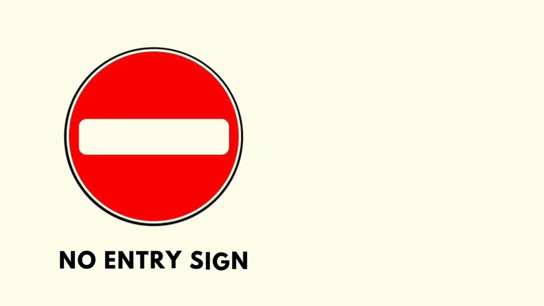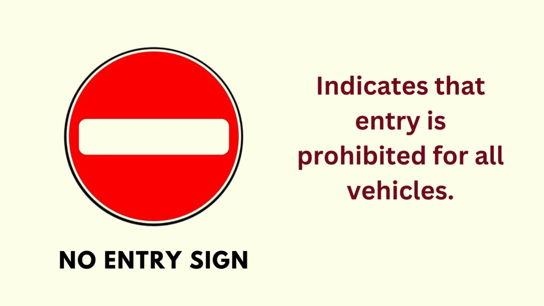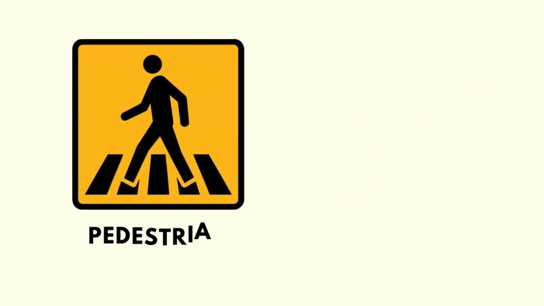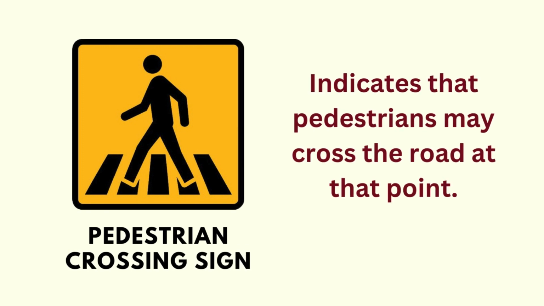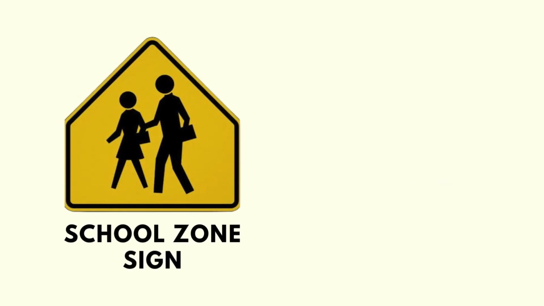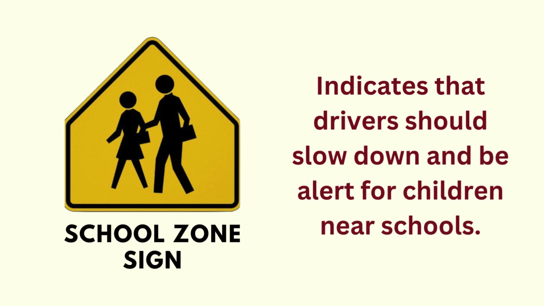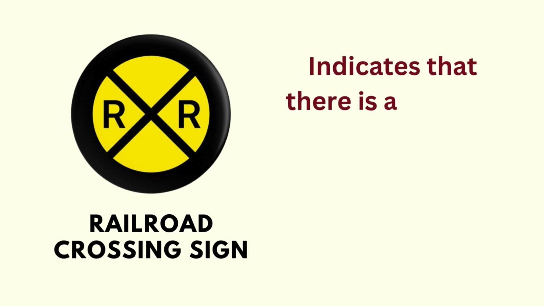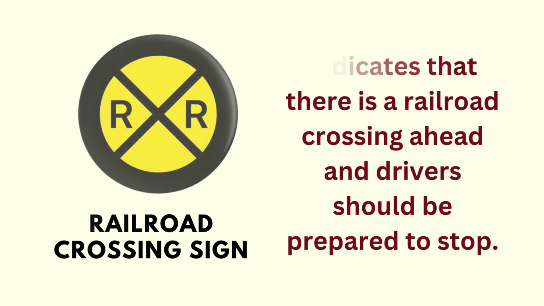No entry sign indicates that entry is prohibited for all vehicles. Pedestrian crossing sign indicates that pedestrians may cross the road at that point. School zone sign indicates that drivers should slow down and be alert for children near schools. Railroad crossing sign indicates that there is a railroad crossing ahead and drivers should be prepared to stop.